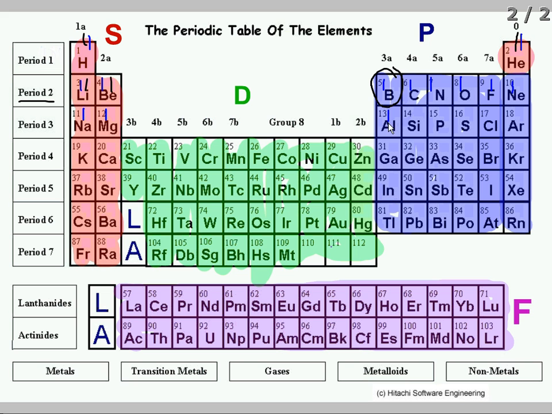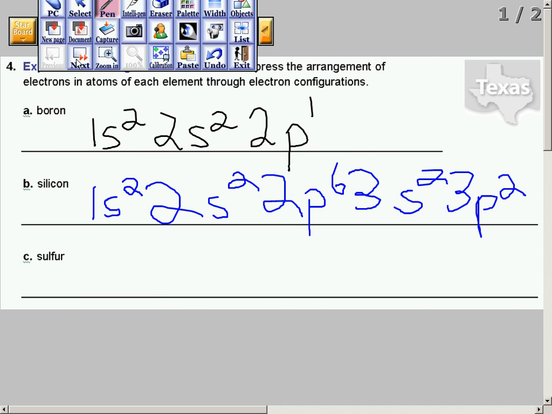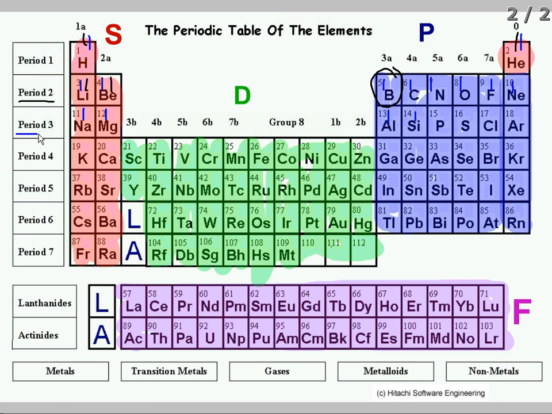Now 3p1, 3p2, and we have found silicon, so let's write in where we got. We got up to 3p2. And that is correct, because notice silicon is in period 3, so the highest energy level should be 3. And we ended in the P block, so the last subshell filled should be P.